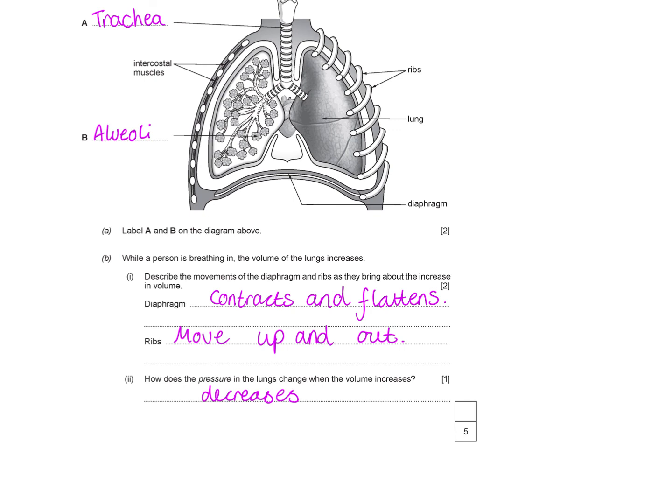So diaphragm would contract and flatten when you breathe in. The ribs would move up and out to create space. The pressure decreases as the volume increases. So it's kind of a nice question, kind of way to remember it, because they're the opposite of each other. So if volume increases, pressure decreases.